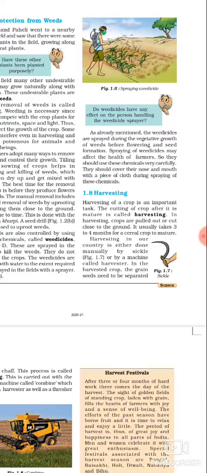If manually, then you can make use of a sickle. But if you want to do it with the help of a machine, then there is a machine called harvester, thresher, combine. A combine is a machine that works as a harvester as well as a thresher. Now what is a thresher? A thresher is a machine that is used for threshing.